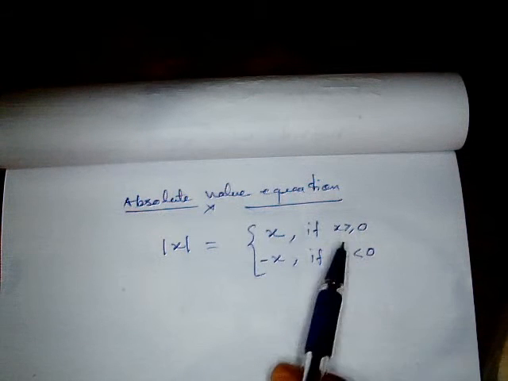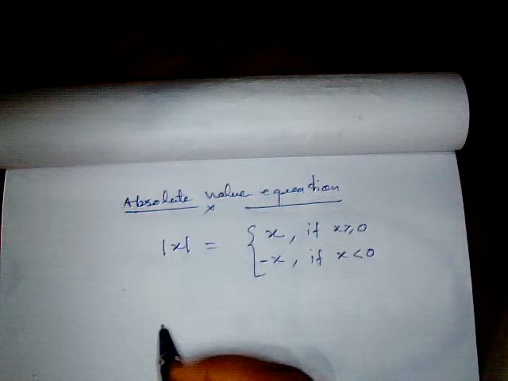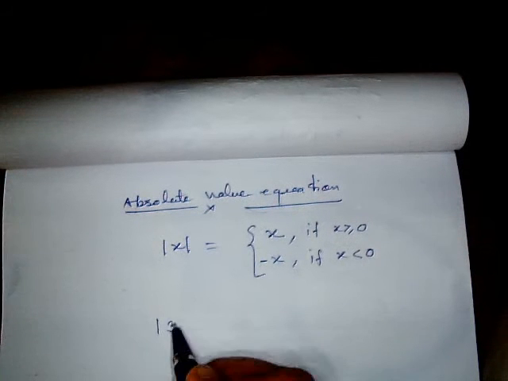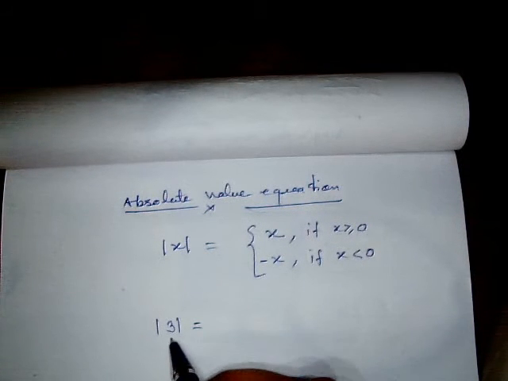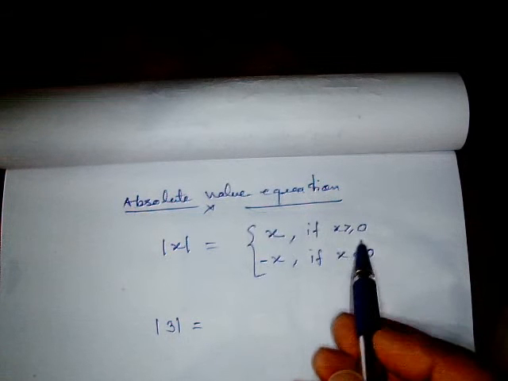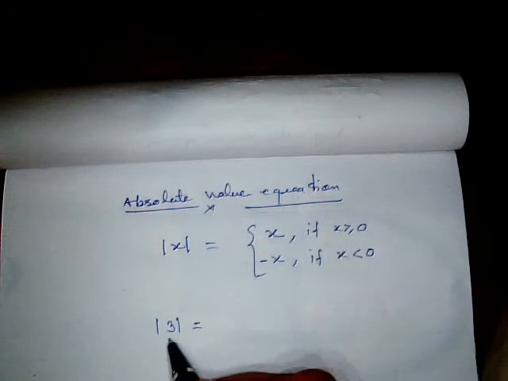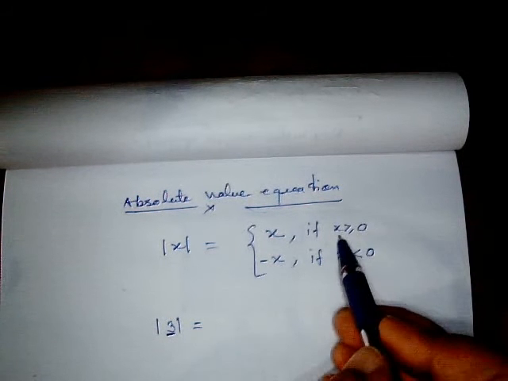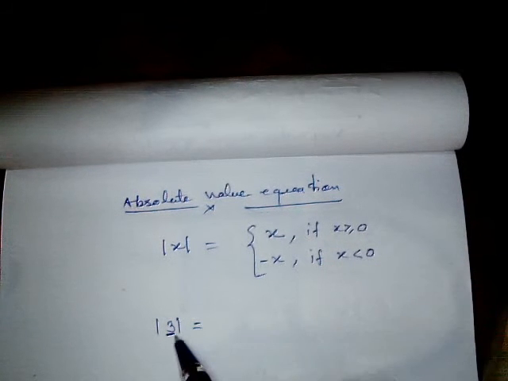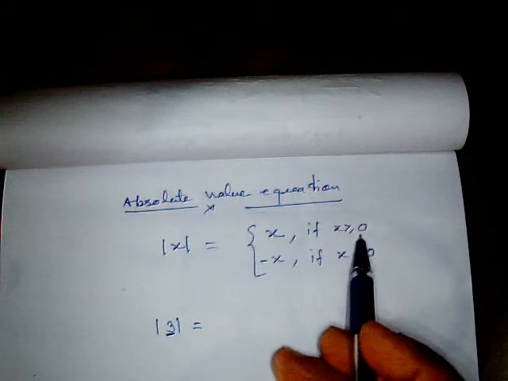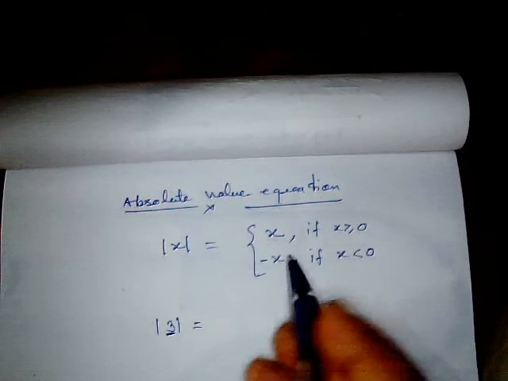Suppose, for example, I ask you to find the absolute of 3. The absolute of 3 lies in this range because x is 3, and 3 is greater than 0. So if you are calculating the modulus of 3, which is positive, it is going to be 3.